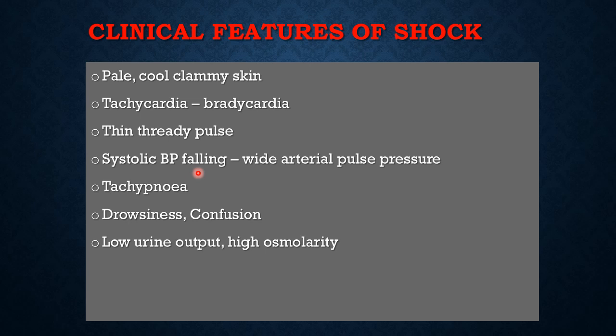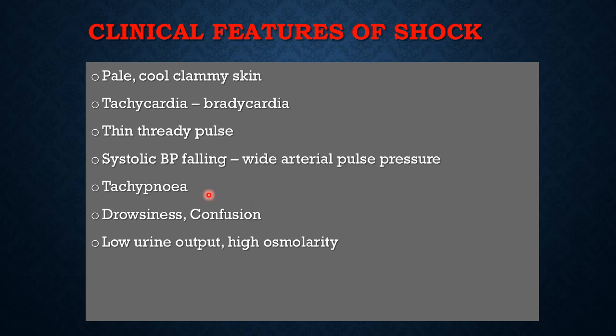However, in any type of shock, especially in septic shock, you will see a wide arterial pulse pressure. Pulse pressure is the difference between systolic blood pressure and diastolic blood pressure. For somebody who is 120 over 80, the pulse pressure is 40 mm of mercury. For somebody who is 160 over 90, the pulse pressure is 70 millimeters of mercury. But generally in low peripheral resistance types of shock, you will see a wide arterial pulse pressure.